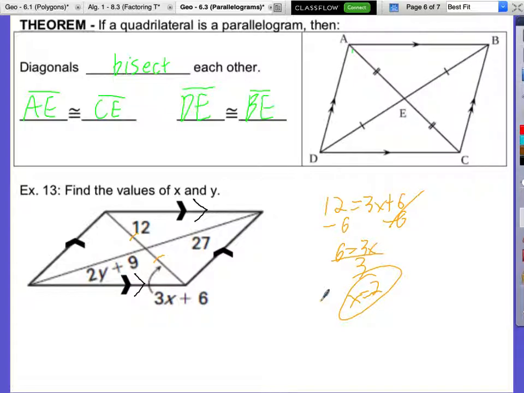Help with Y. Help with Y here. Jacob. So 2y plus 9 is equal to 27, so you let it equal to each other to solve for y.